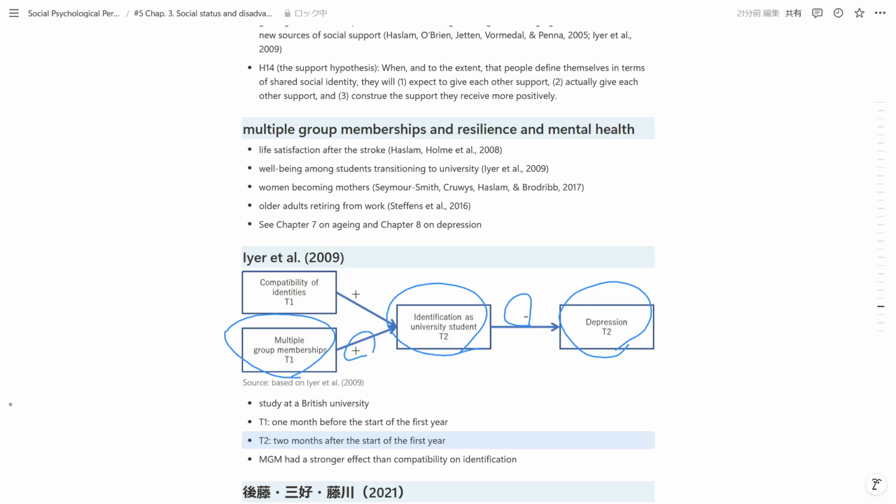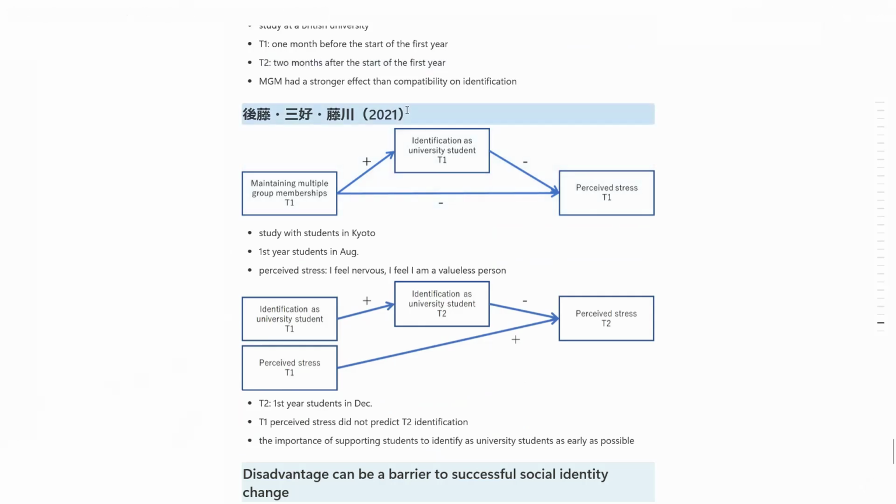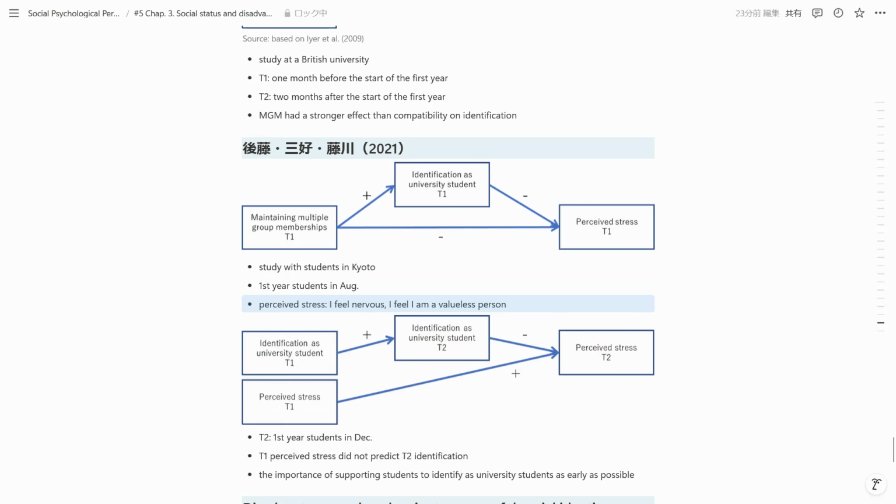So this was a study conducted with British university students, but I myself also did a study with Japanese students. This study was done with students at a university in Kyoto, and participants were first year students. They completed the first, T1, time one survey in August. They responded to questions about maintenance of multiple group membership, identification as a university student, and also perceived stress. Perceived stress was measured with items like, I feel nervous, or I feel I am a valueless person.